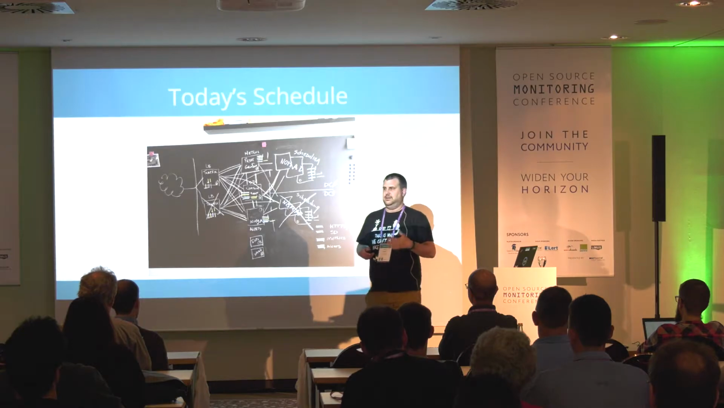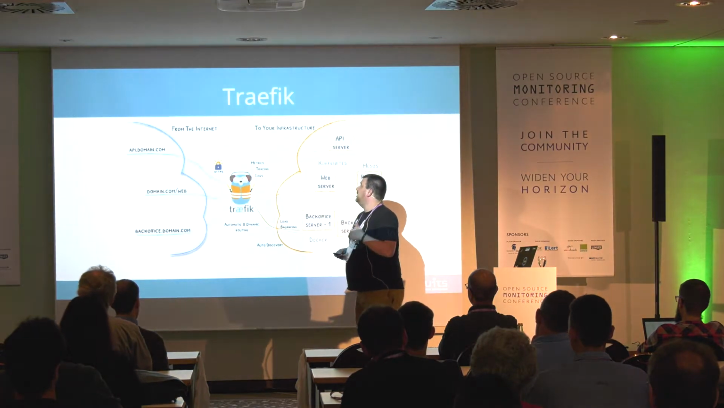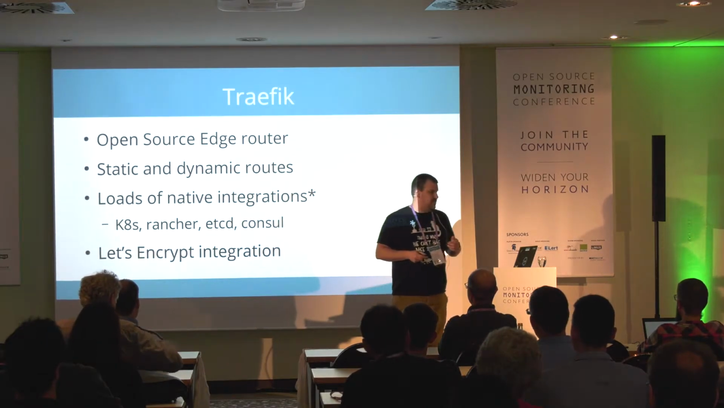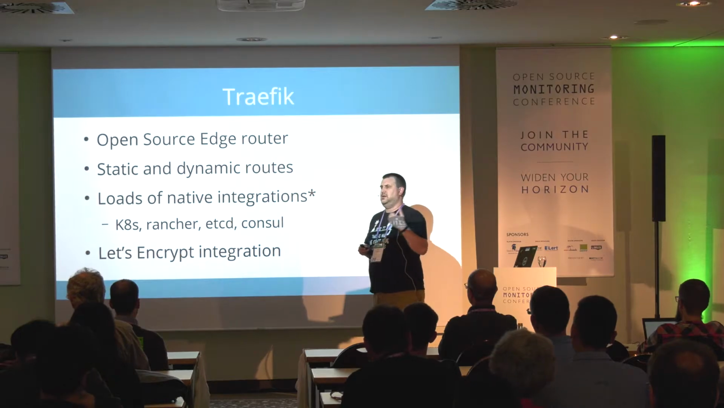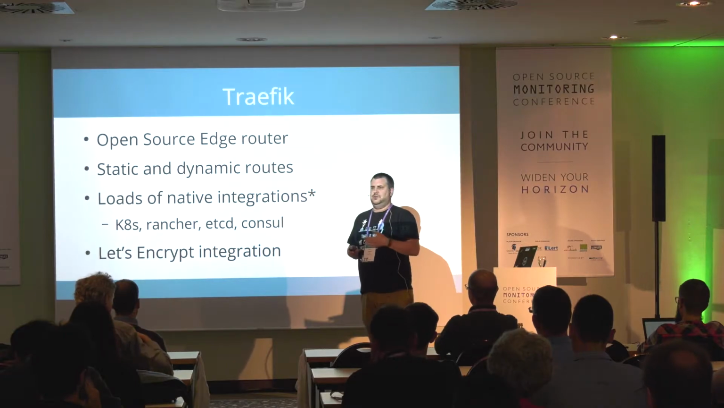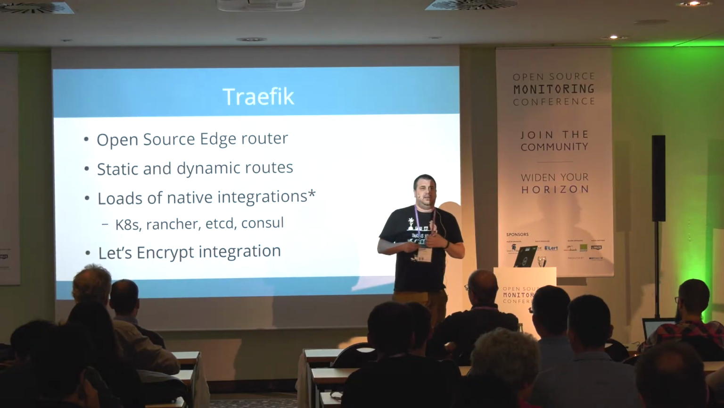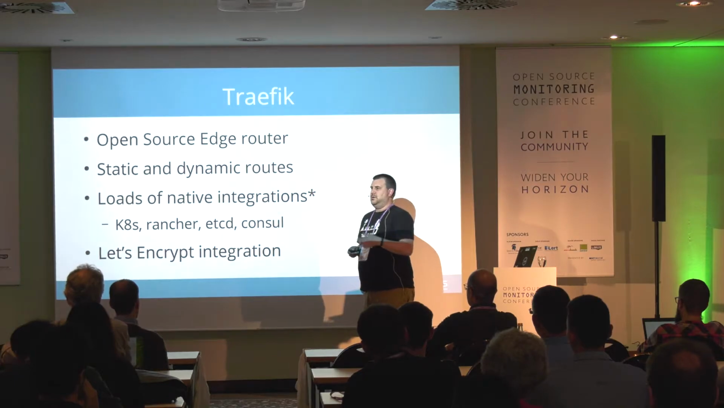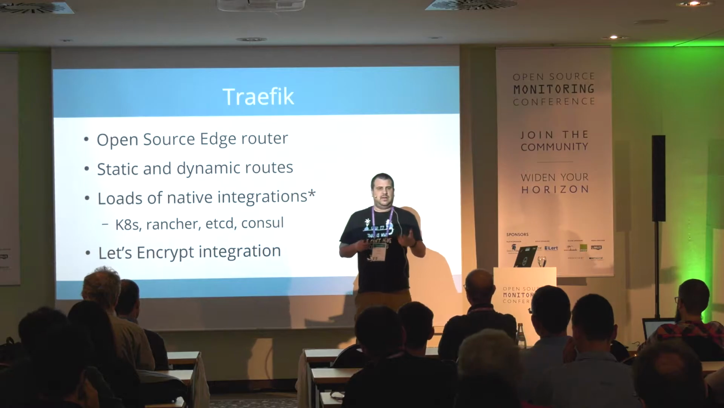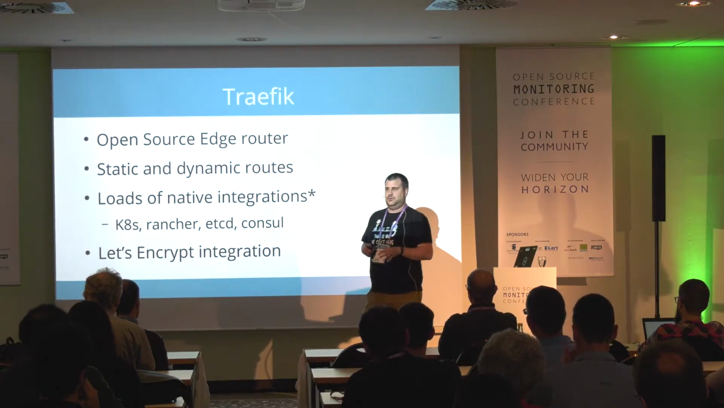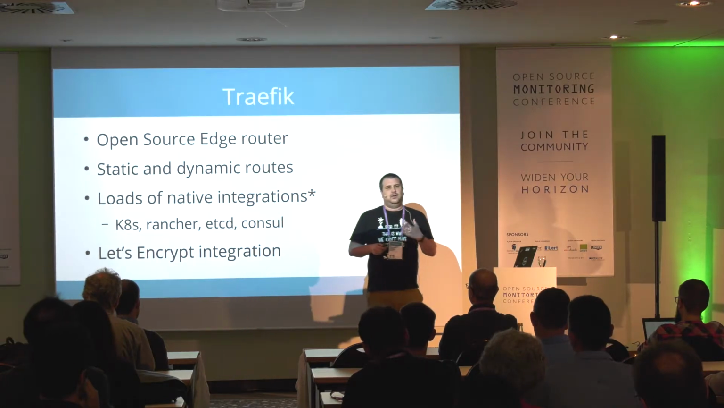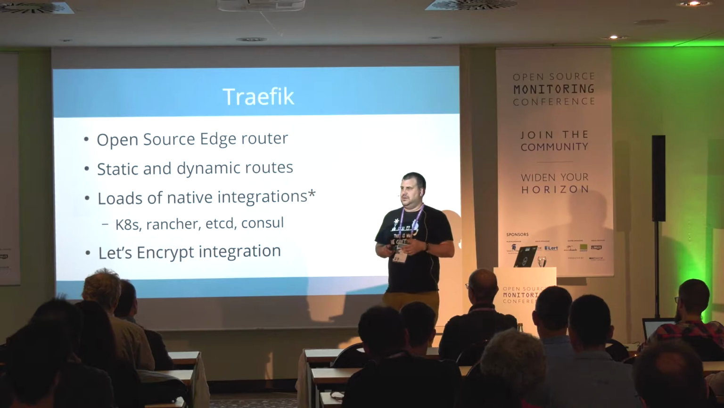but also Kubernetes, etcd, and other stuff. Introducing Traefik: as I said, it's an open source edge router, which means people request stuff and it routes it to where it needs to go. You can have static routes, but today we're more interested in the dynamic routes, because your scheduler will stack a workload on a node where you have no idea where it's going to end up. It has loads of native integrations: Kubernetes, Rancher, etcd, Consul, as I said.